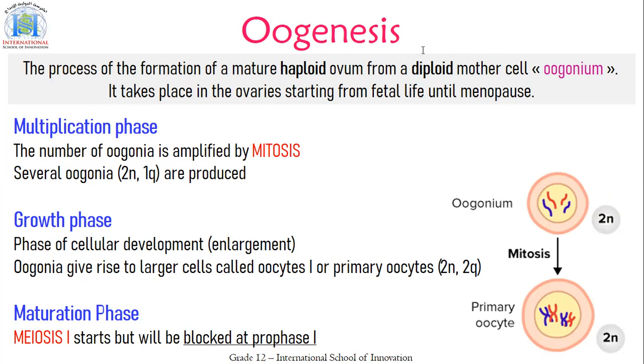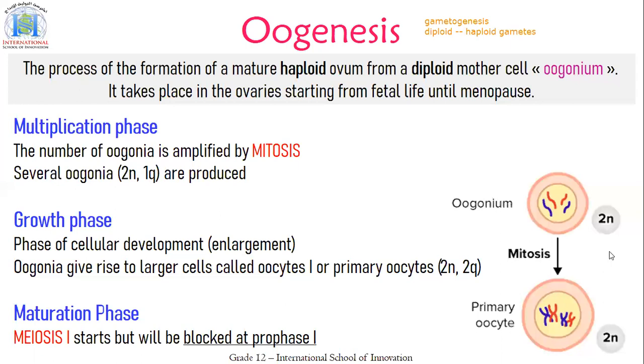In this video, I'll be talking about oogenesis, which is the female gametogenesis. Gametogenesis is the biological process by which a diploid cell undergoes mitosis, growth, meiosis, and then differentiation to form haploid gametes. Spermatogenesis is the process by which sperm cells are produced from a spermatogonium.